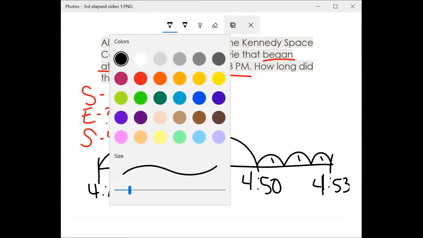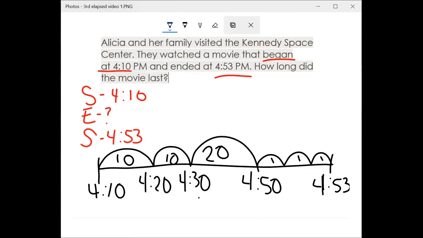But now the important part is I have my number line written, I have my start time, my end time, and I did the work for the elapsed time, but I have to actually figure out how much time has passed. And luckily, these numbers are pretty easy to skip count by. So I'm going to start with 10, 20. 20 plus 20 is 40, 41, 42, 43. So how long did the movie last? It lasted 43 minutes.